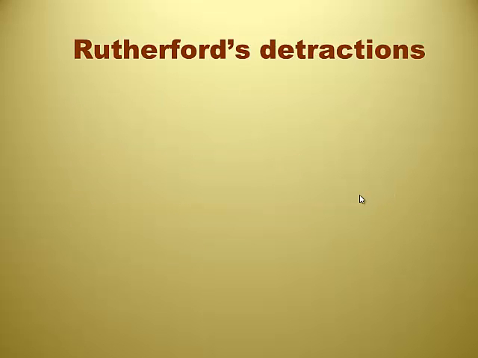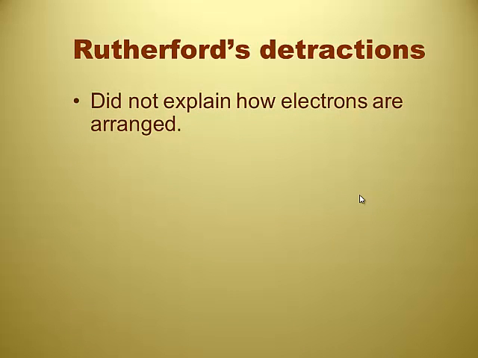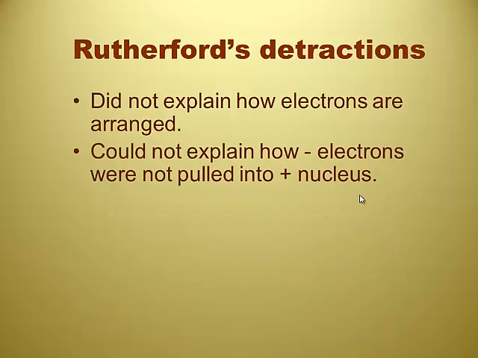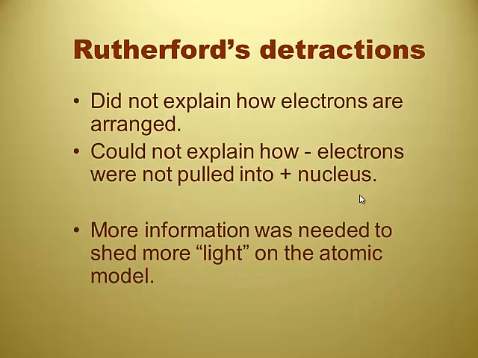So he's got the small ball of positive charge that is the nucleus. We've got protons and neutrons in the nucleus, and electrons moving around the nucleus. The detractions of Rutherford's model: he didn't explain how the electrons were arranged; they were just kind of moving about the atom. He couldn't explain how electrons were not pulled into the nucleus. If they're orbiting the nucleus and the nucleus is positively charged, aren't they being attracted? So why aren't they all just crashing into the nucleus? There was no explanation there, and we needed more information to shed some more light on the atomic model.